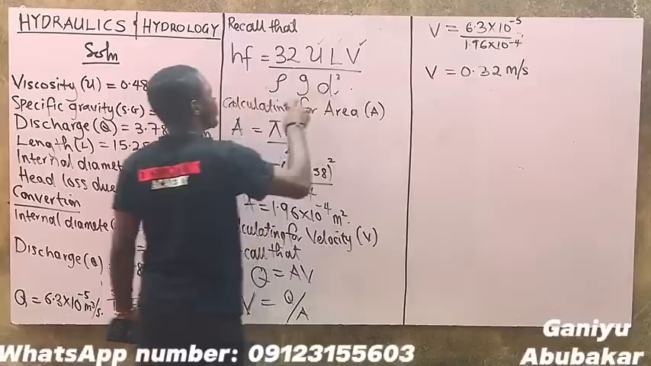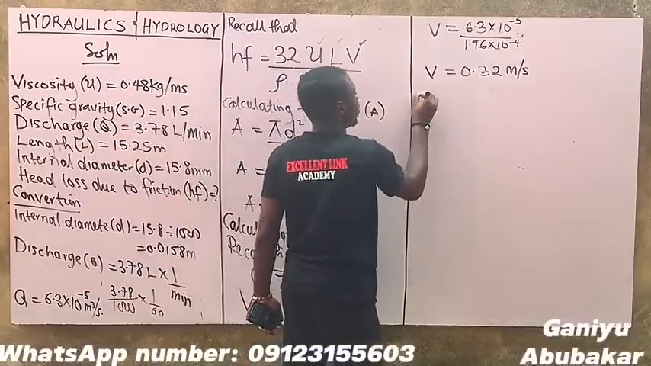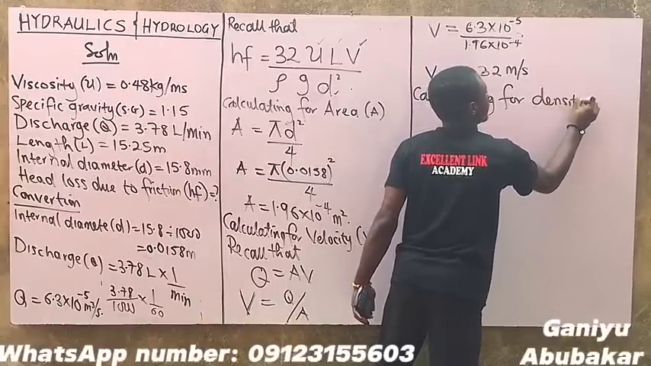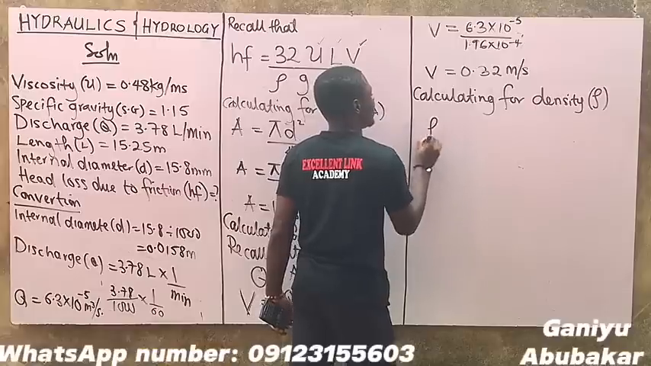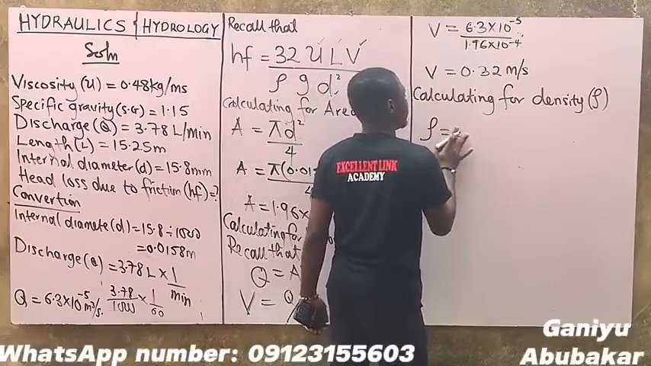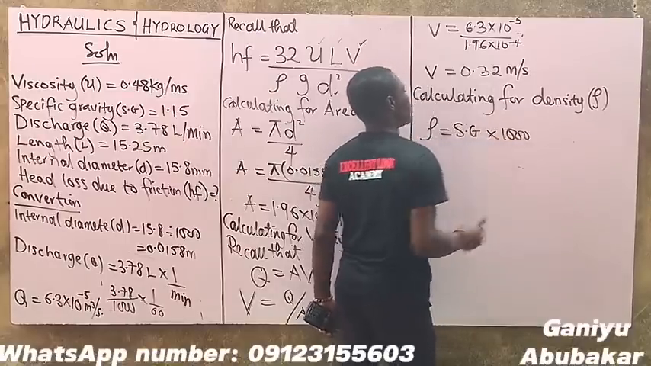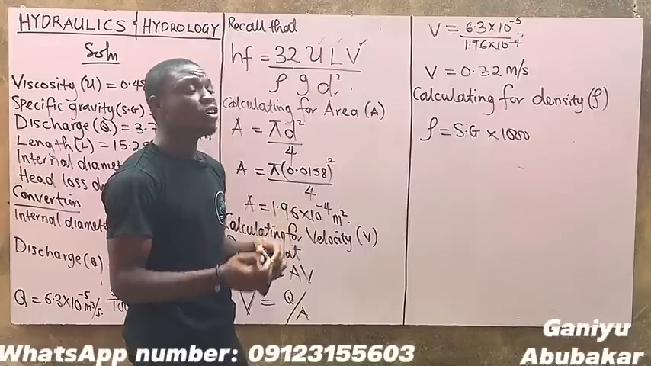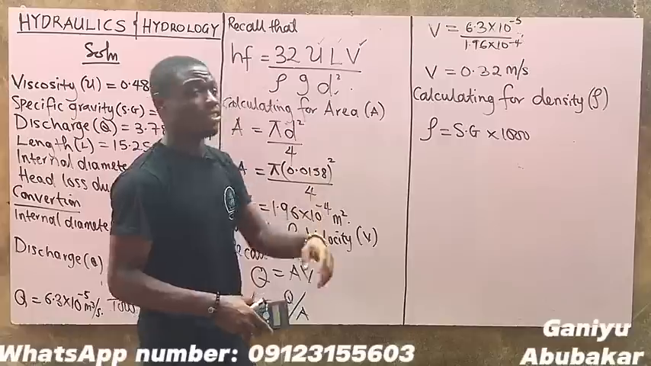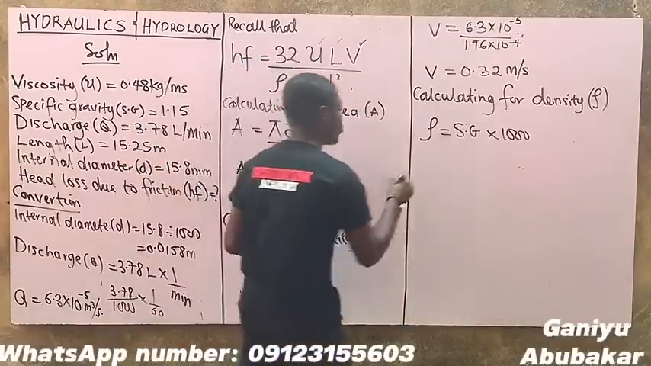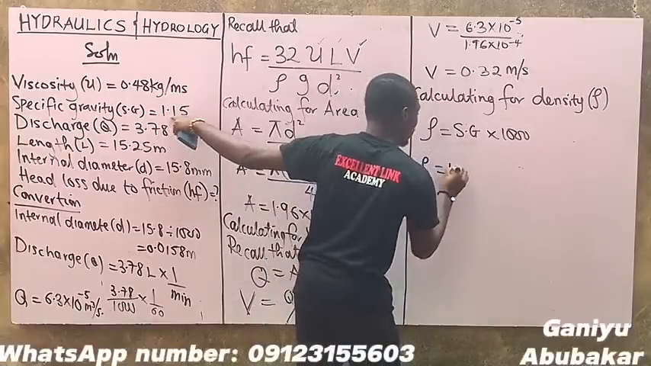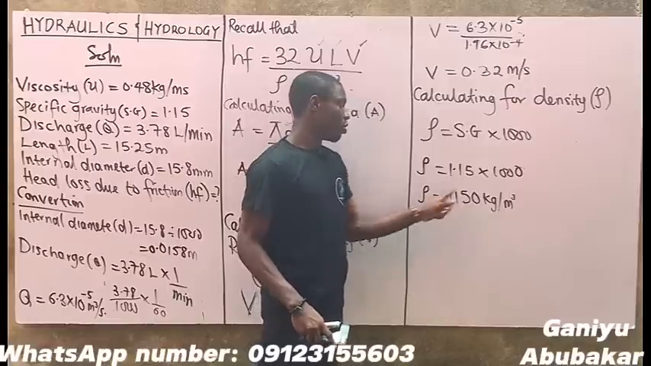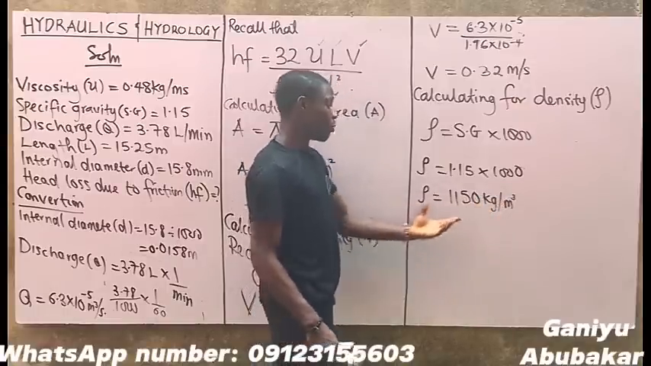So I know my velocity now. Remember the density. So at this point, calculate for density, that's rho. Density is equal to the specific gravity times 1000. This formula was derived during the derivation of the relationship between specific gravity and relative density. So this is the formula to calculate for density. Density rho is equal to specific gravity, 1.15, multiplied by 1000. Applying this value, density is in kilogram per meter cube. That's how we solve for density at this point.